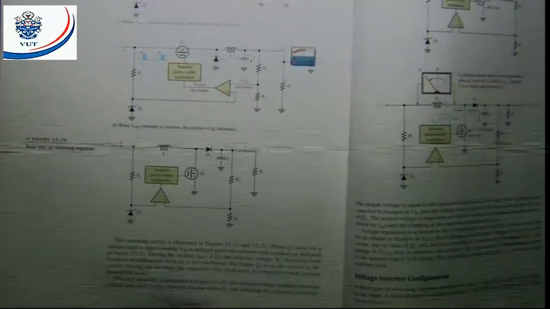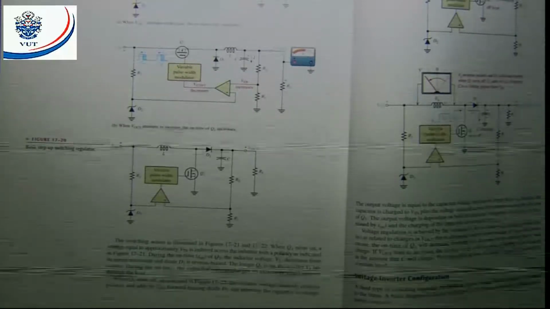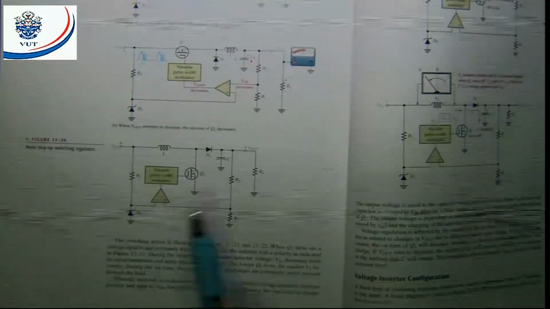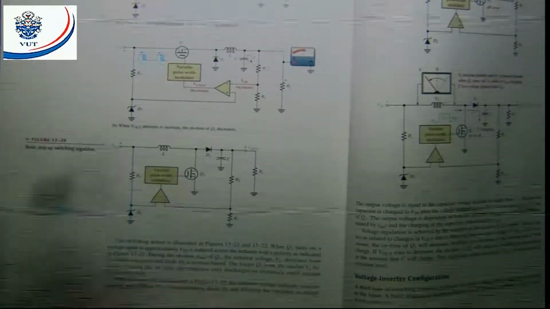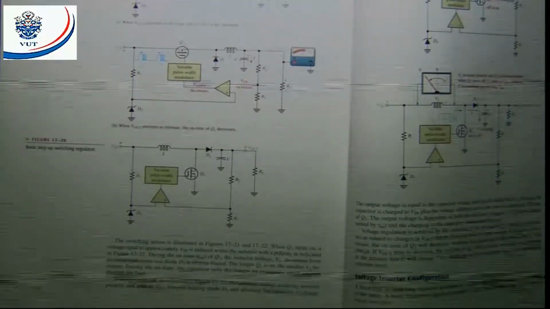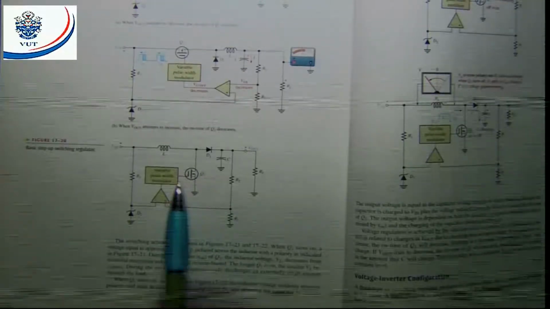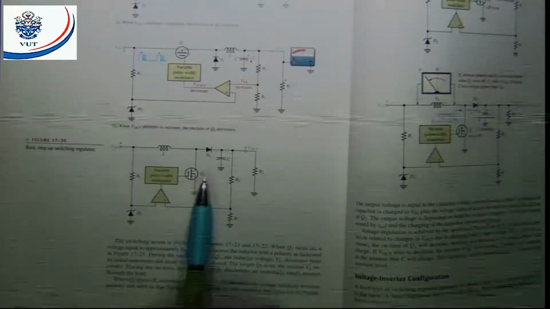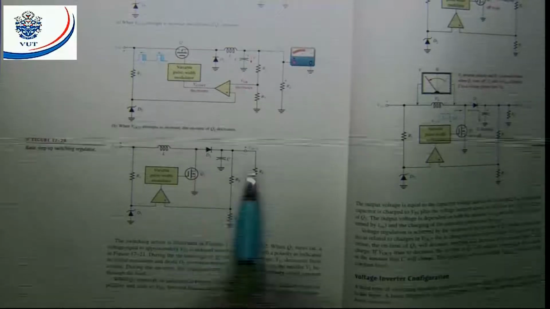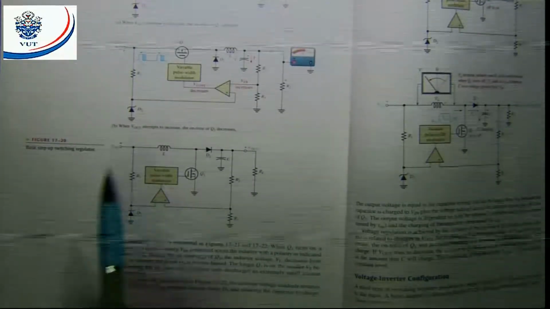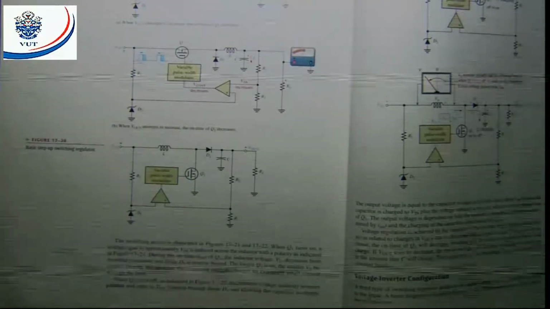The next circuit is basically my step up switching regulator. That means the output voltage will be larger than my input voltage. All right, that's a step up switching regulator. You will notice that this MOSFET is now connected in parallel with my output, not in series. I will have the coil in series.